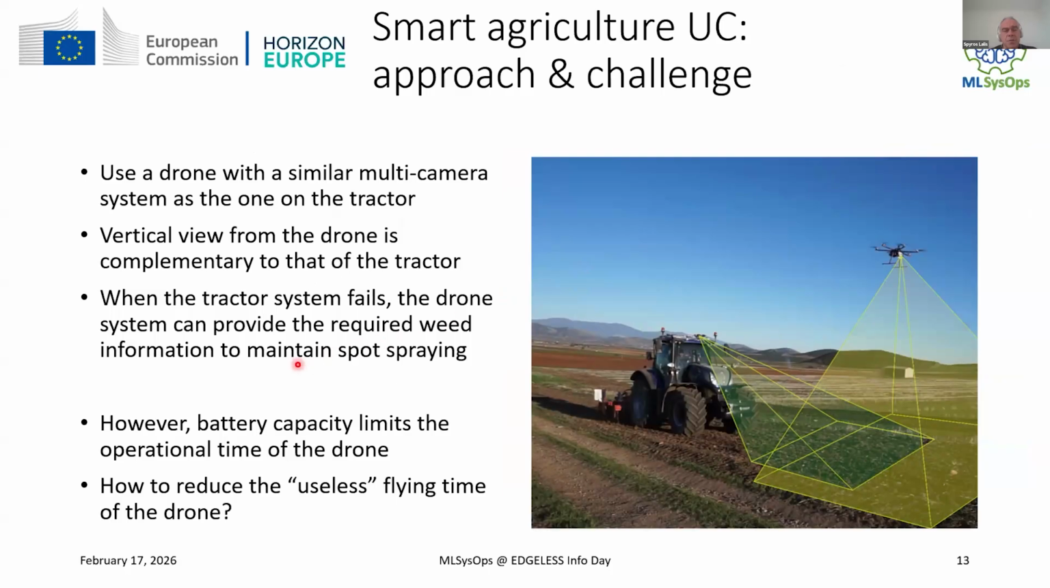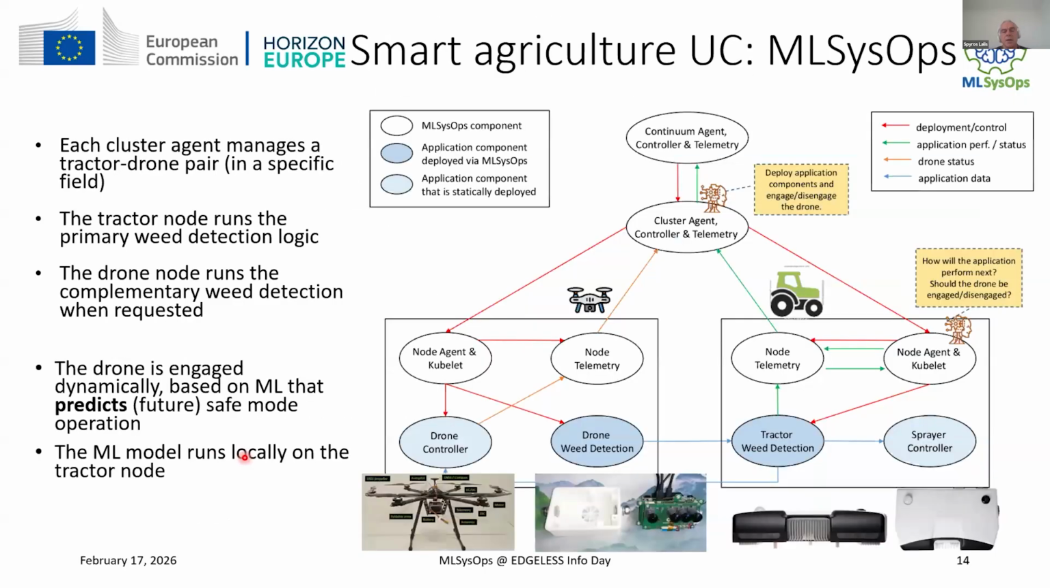And the challenge was also to reduce the useless flying time of the drone. Of course, in theory, you could have the drone flying all the time, but this also has resource constraints. The battery runs out pretty quickly. So the idea is to really use it only when necessary. So again, we used machine learning to drive the deployment of the image processing logic on the nodes and to also engage and disengage the drone dynamically based on predictions about the safe mode operation of the tractor.